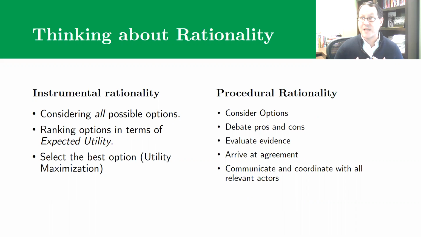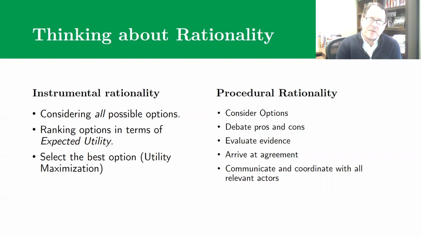So we as individuals have different preferences, and so we may rank things differently. Rationality doesn't mean that we all see things the same way. It means that we rank things according to how they benefit us personally and our preferences. And then we as rational or instrumentally rational actors would select the option or the outcome that would maximize our personal utility. So given our preferences, given the options, which one is best for us? So that's one way of thinking about rationality.